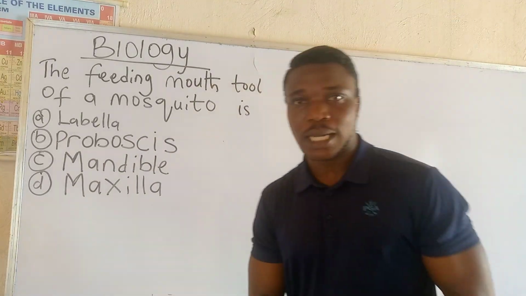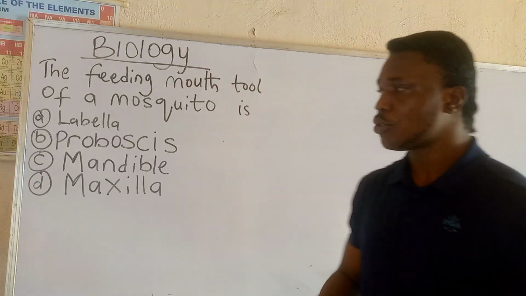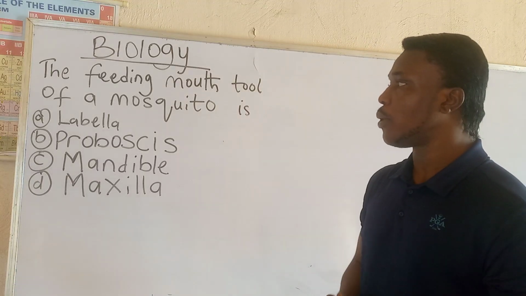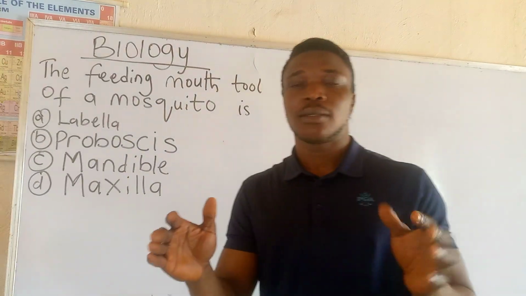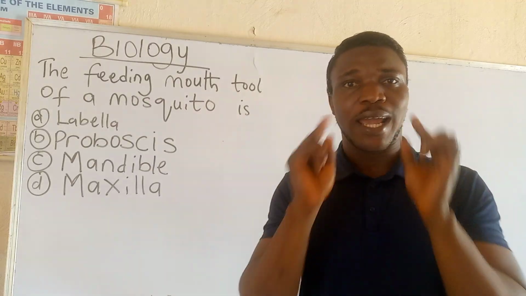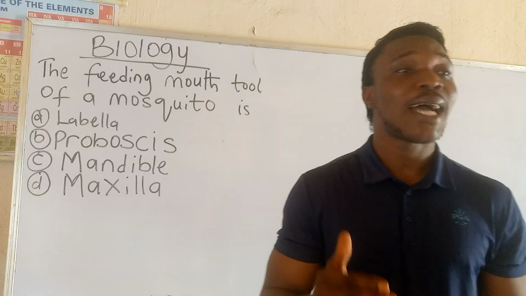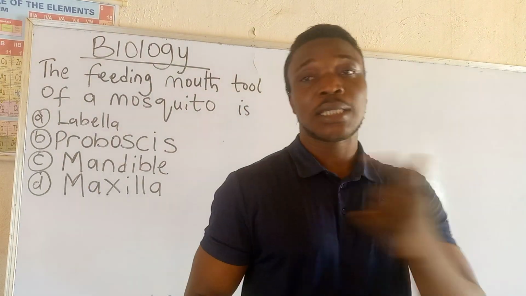Let me give you a breakdown so you can catch the question and know how to provide solution to the questions. Okay, the problem on the board. The first one is labella. The labella is a part of the mouth of a housefly. The housefly has the ability to feed on solid food substances. Now, how does it do it? This is how it does it.